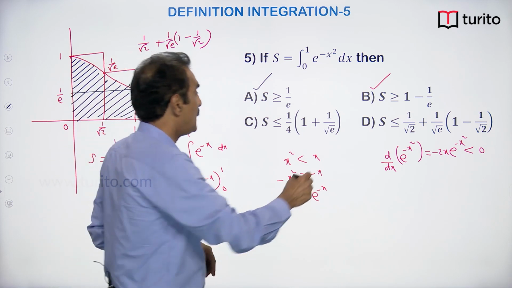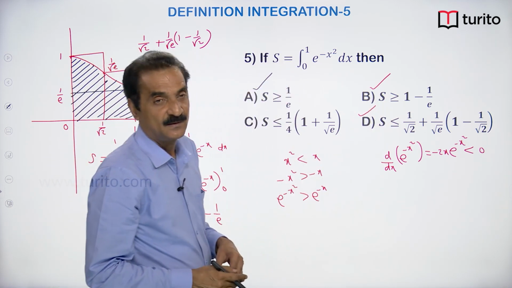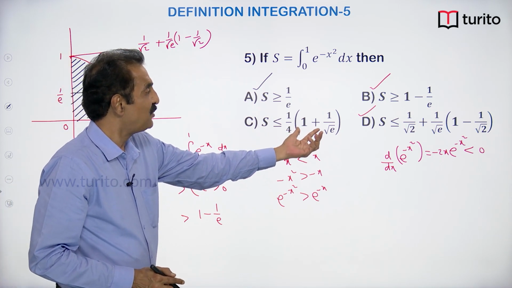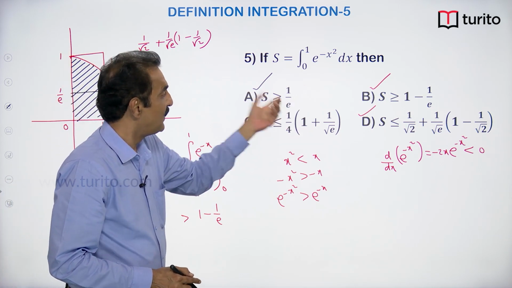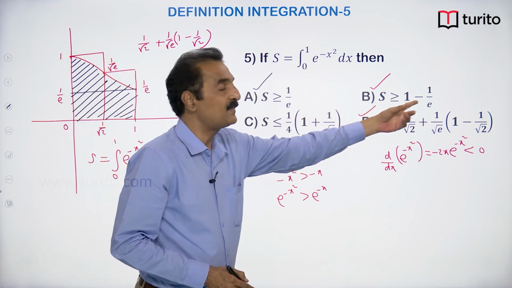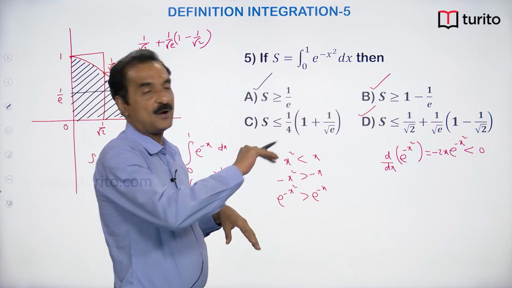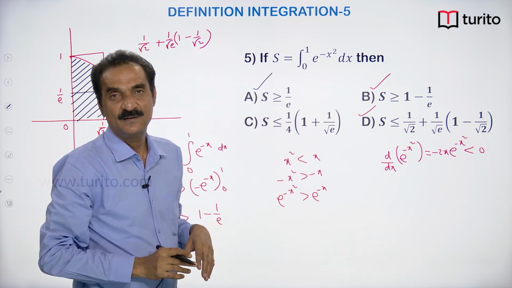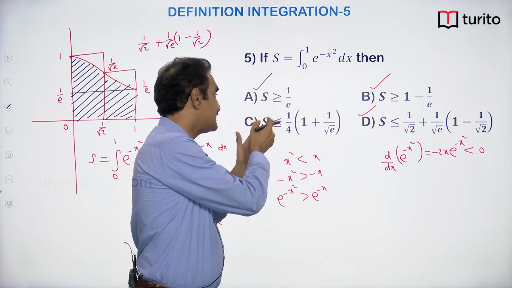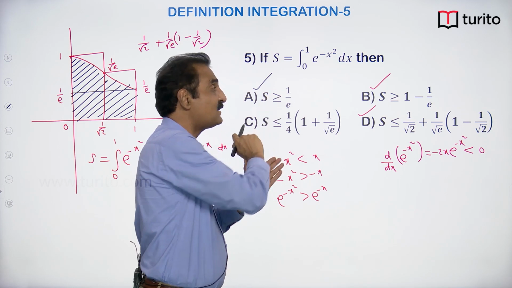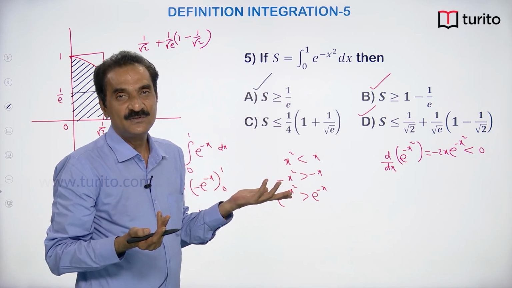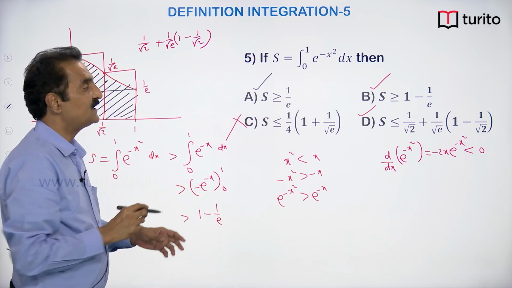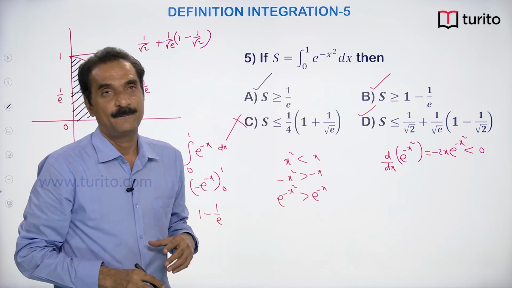How to check option C? You can easily observe that this is smaller than 1 by e and smaller than 1 minus 1 by e. Already we have proved that S is greater than this or greater than this. So, if you get S is less than a number which is less than 1 by e, then it is false. So, this is the wrong answer. So, answer is A, B, D.